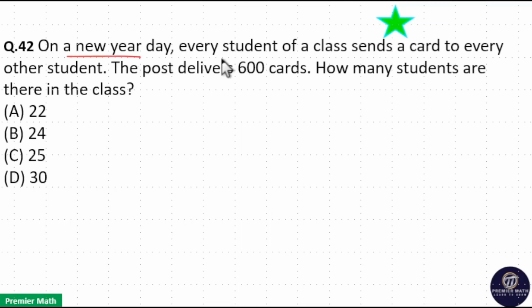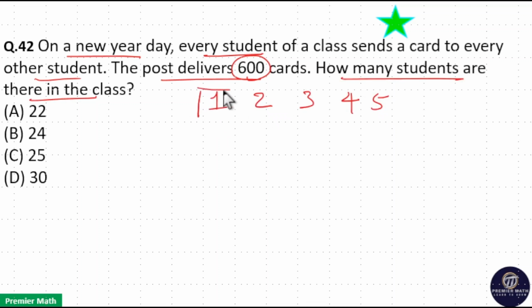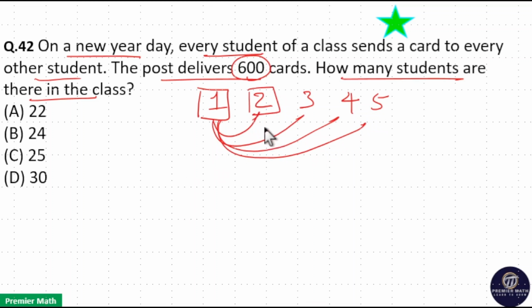On a New Year day, every student of a class sends a card to every other student. The post delivers 600 cards. How many students are there in the class? Consider there are 5 students in the class. And if the first student sends cards to all other students, he can send 4 cards. That is, he can send cards in 4 ways. Now, if the second student sends cards to every other student, he can send cards in 4 ways.